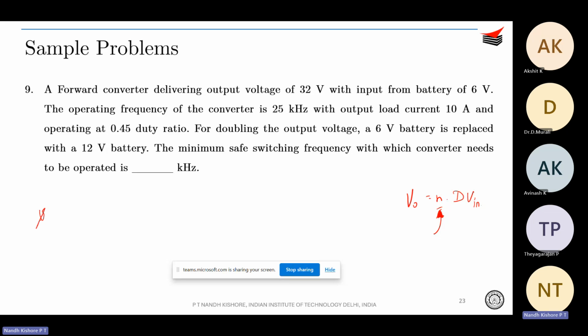So for your flux to be maintained same, it means that your ratio of V and F is same. So V by F is same. So V1 by F1 is equal to V2 by F2. This is something that we do for induction machines as well when we do V by F control. So the question is simple. Your V is being varied from 6 volts to 12 volts. So what would happen to your F? Or what should be done to your F so that the safe switching frequency is maintained?